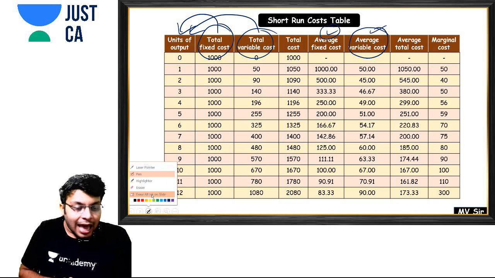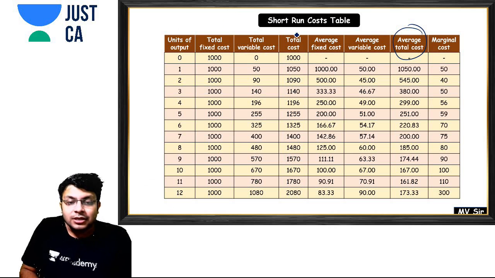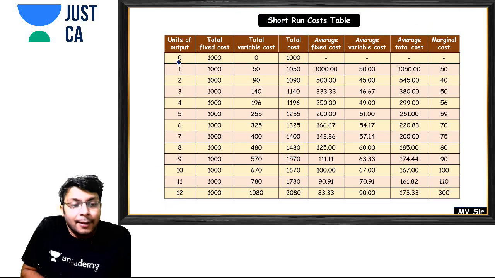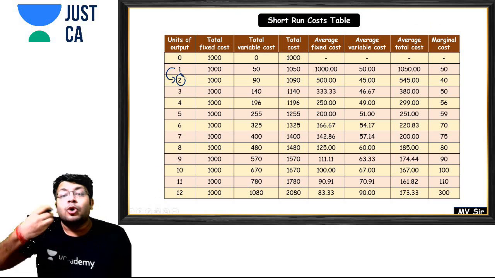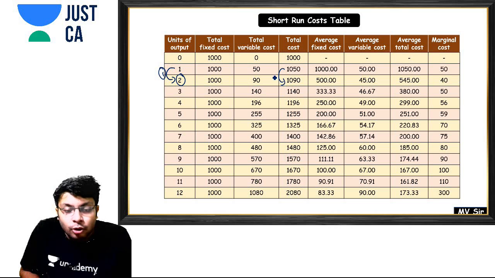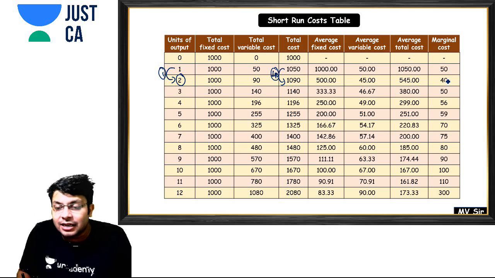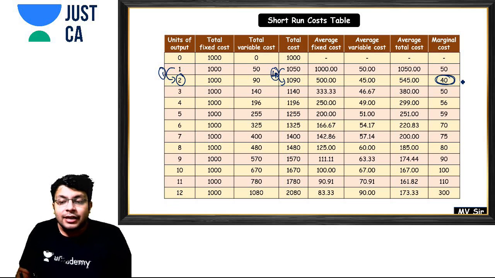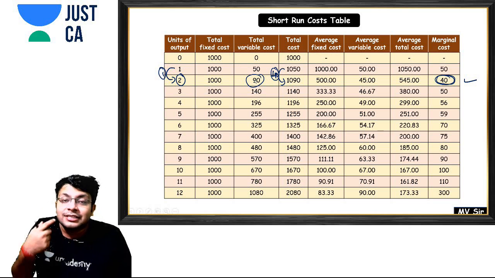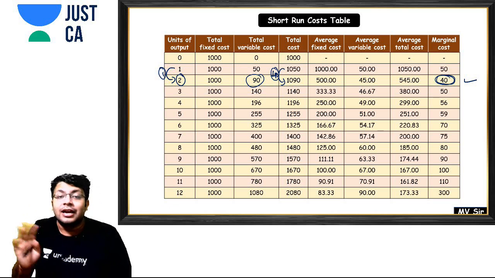Then there is average total cost. What is average total cost? Total cost divided by number of units of output. And what is marginal cost? By producing one additional unit of output, what is the change in your total cost? Due to this one additional unit of output, the change in total cost is 40. So that is why here your marginal cost is 40. Are you getting my point? Your marginal cost is 40, but your variable cost is 90. So please do not say that marginal cost is equal to variable cost. It is not like that.